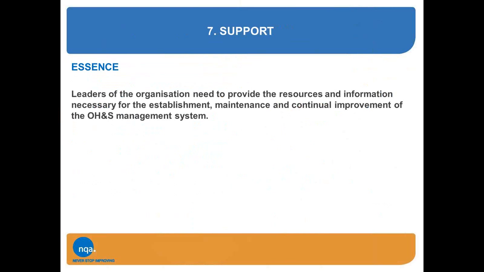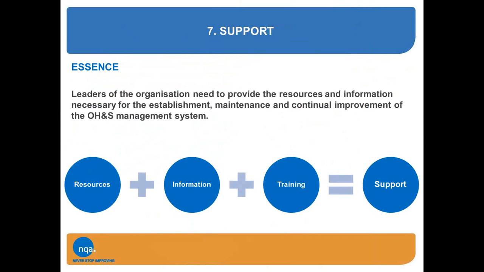In essence, leaders of the organisations need to provide resources, information, strategy necessary for the establishment, maintenance and continual improvement of the management system. This will also need some support, both in terms of time and commitment, and some resources maybe in terms of new equipment or different types of working, etc. It will be information in relation to, well, this is what we want to achieve. How do you think we can achieve it? And that information has to be two-way.